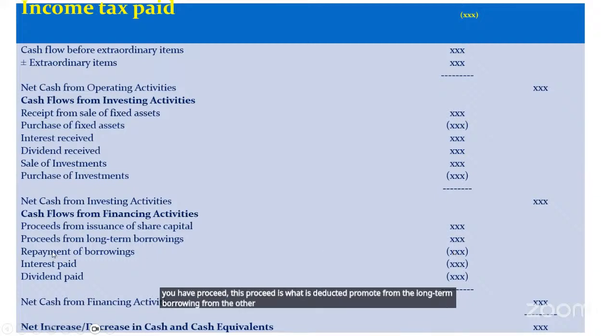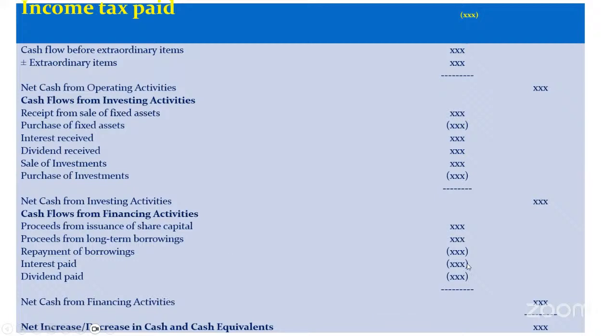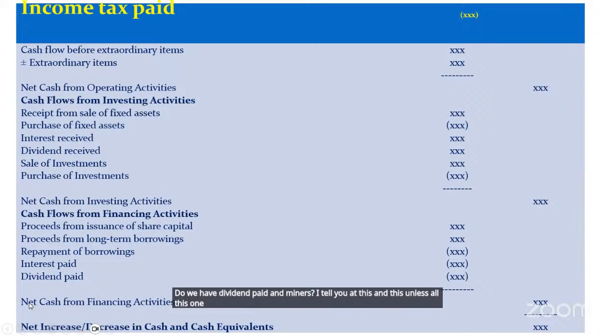Now, when you have repayment of the loan, it is a minus. Then we have interest paid, a minus. Then we have dividend paid, a minus. By the time you add this and subtract all these, you get a figure. You have net cash flow from financing activities.